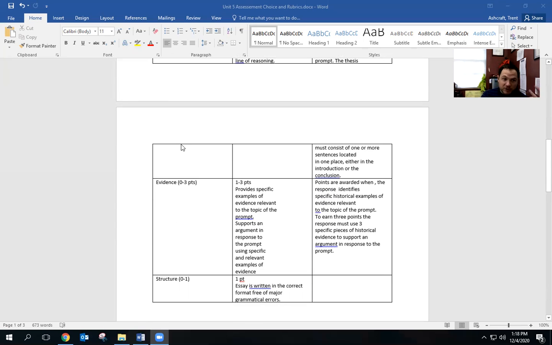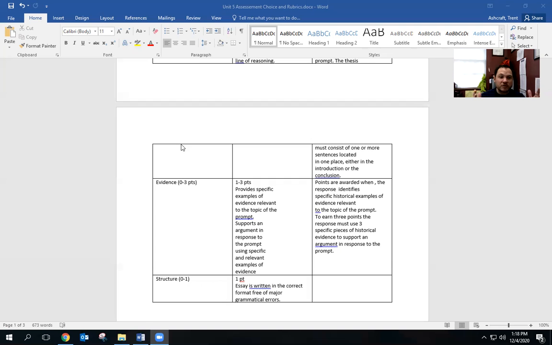You can earn up to 3 points for this, providing specific examples of evidence relevant to the topic of the prompt. You support an argument in response to the prompt using specific and relevant examples of evidence. So now that you've made a thesis, you have to use 3 specific pieces of historical evidence to show me why what you say is true.